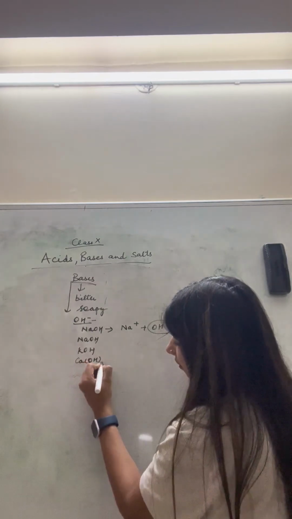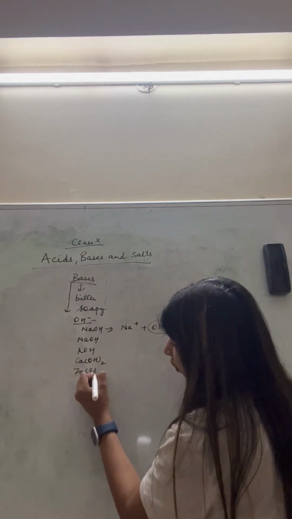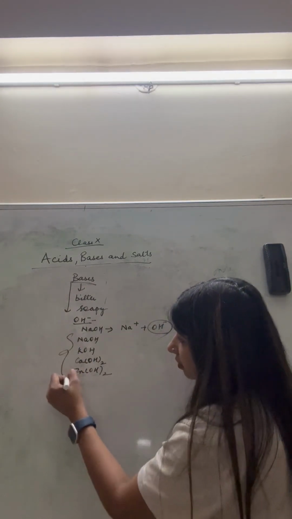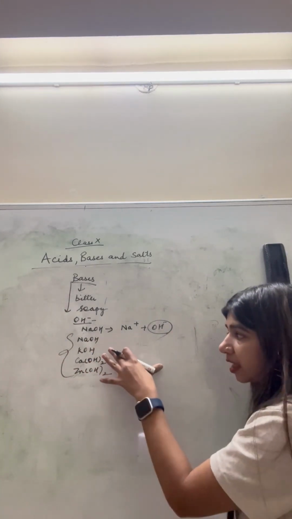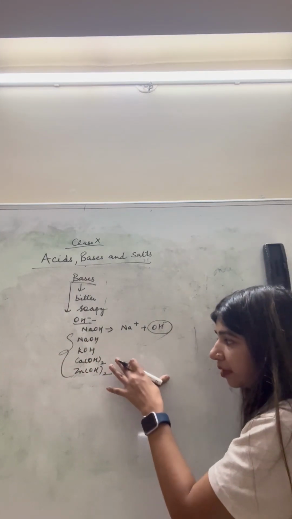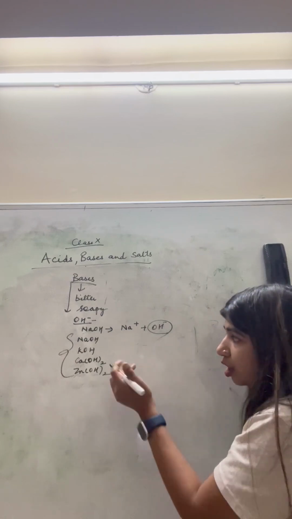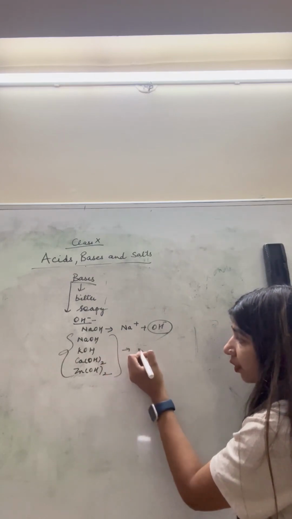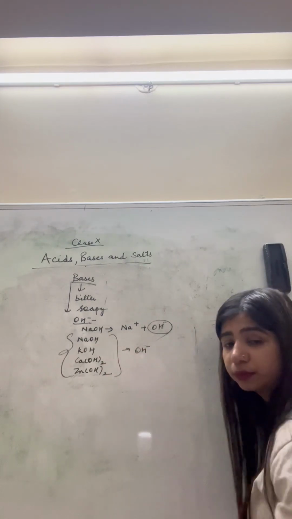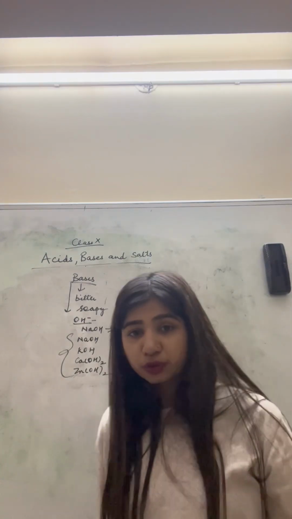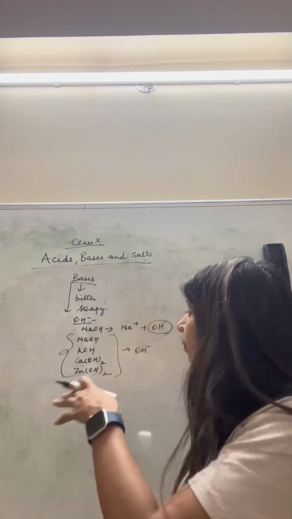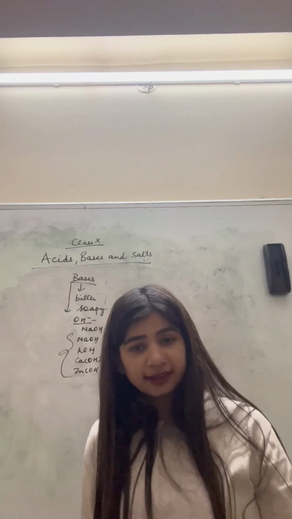Like NaOH, KOH, Ca(OH)2, Zn(OH)2, all these are examples of base. Like sodium hydroxide, potassium hydroxide, calcium hydroxide, zinc hydroxide. So all these bases have hydroxide ion in common to them. So we have seen that all acids have hydrogen ion in common to them, while all bases have hydroxide ion in common to them.